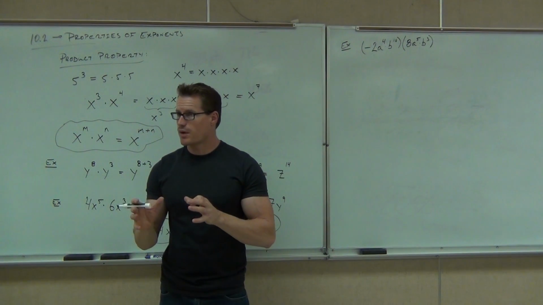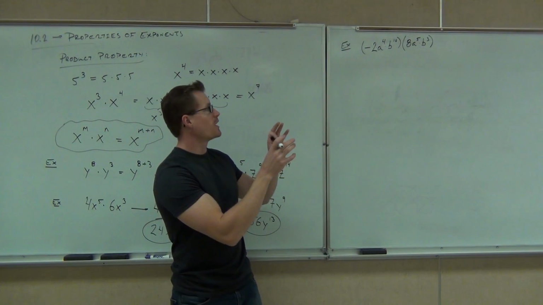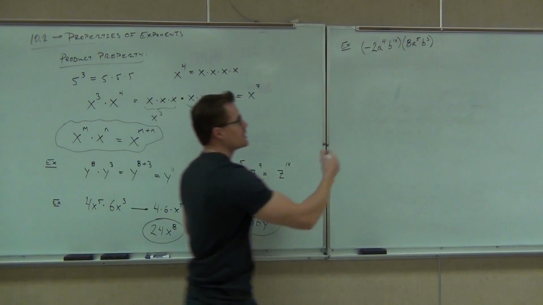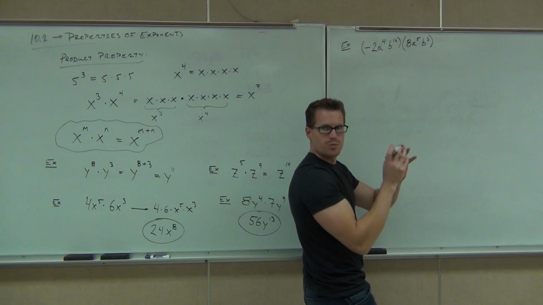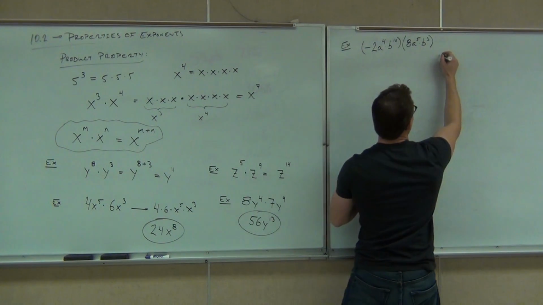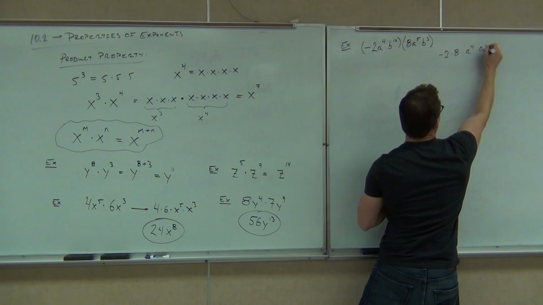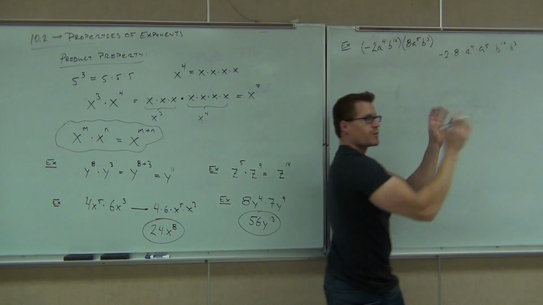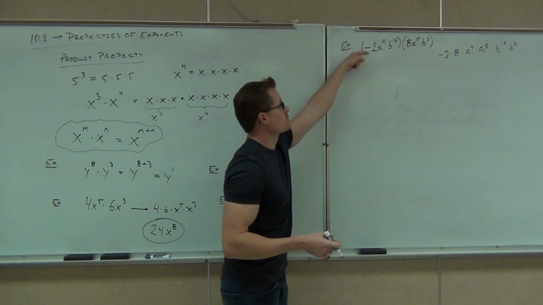You could write this all out, right? Negative 2 times a, a to the 4th times a to the 5th, and b to the 10th times b to the 3rd. If you really wanted to show this, you could reassociate all these things and regroup them and commute them and get negative 2 times 8, a to the 4th times a to the 5th, b to the 10th times b to the 3rd. You could move them all around if you really wanted to, couldn't you? But you could get directly from here to your answer too.